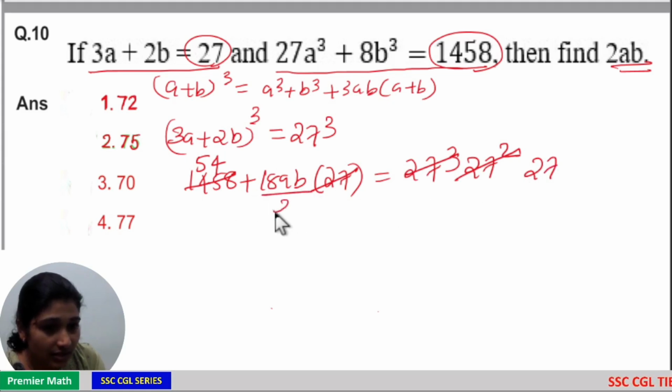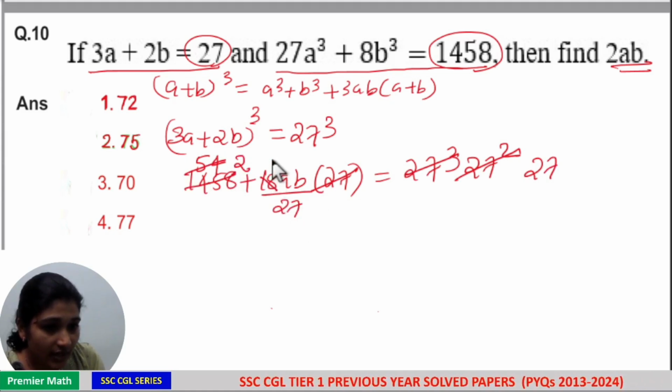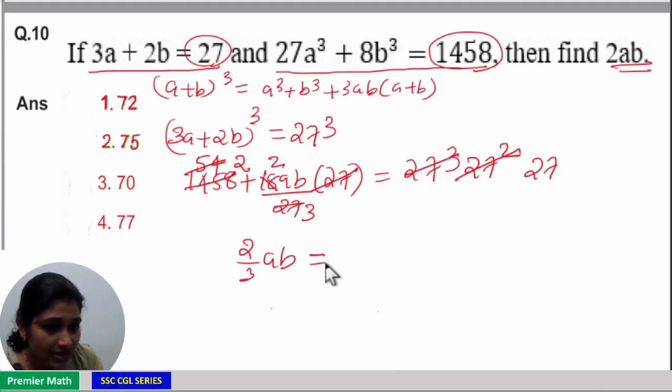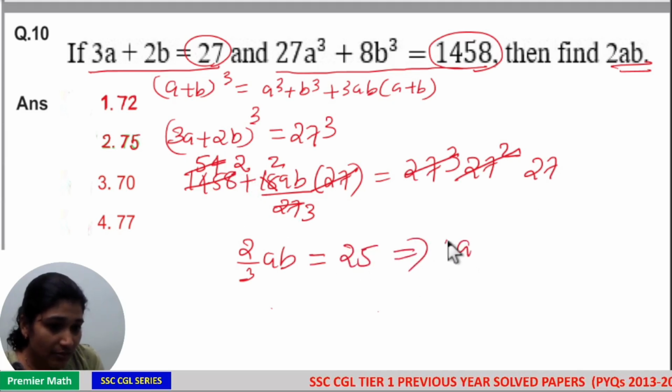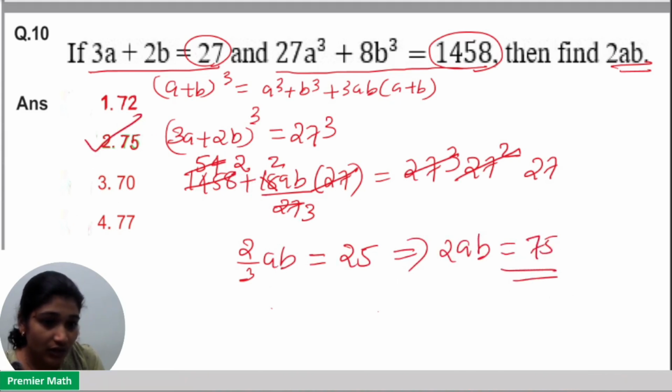And here divided by 27, here 27 goes 2 times in 54. Now 9 goes 2 times in 18 and 3 times in 27. So this will become 2 by 3 ab is equal to, here we have 27 minus 2 is equal to 25, which means 2ab is equal to 3 into 25, 75. Option 2 is your answer.